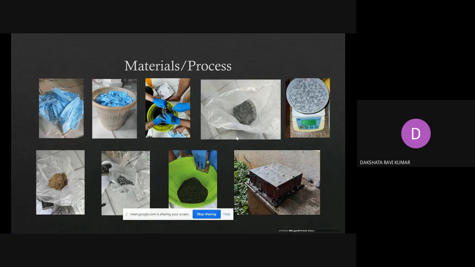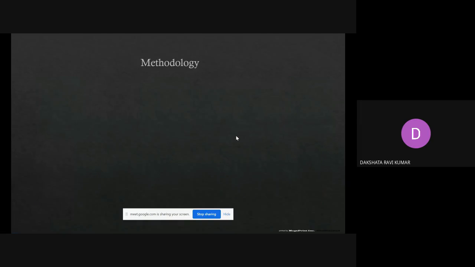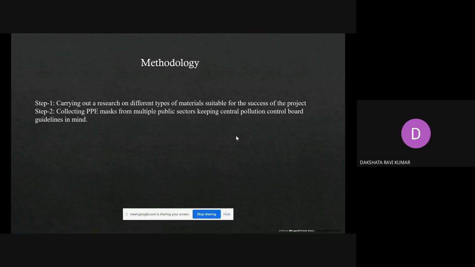First, we carried out research on different types of materials suitable for the success of the project. We needed to know how much material to use in what amount, so we carried out research on that. And then we collected the PPE masks from multiple public sectors, keeping the Central Pollution Control Board guidelines in mind. As they don't allow us to take masks from everywhere, we kept those guidelines in mind and only then collected the masks. And then we kept the masks idle for 72 hours, as that is the saturation time.